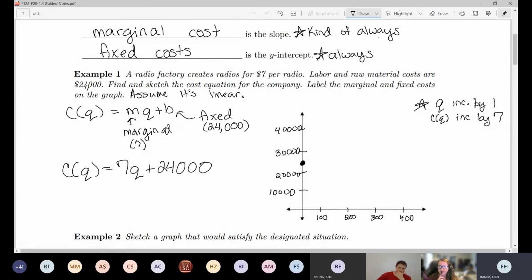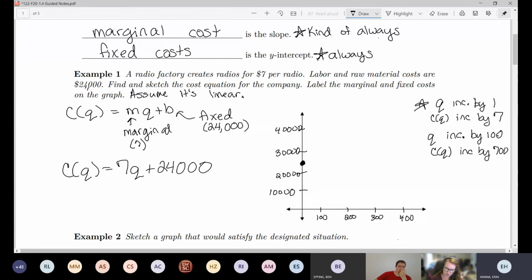That throws everything off, but I'll figure it out on the fly. The slope tells me if Q increases by 1, C of Q increases by 7. If I'm increasing by 100, C of Q is increasing by 700, right? I'm just multiplying the 7 by 100 to get 700. Now that my values were off, that's going to make this less nice, but it's going to be fine.